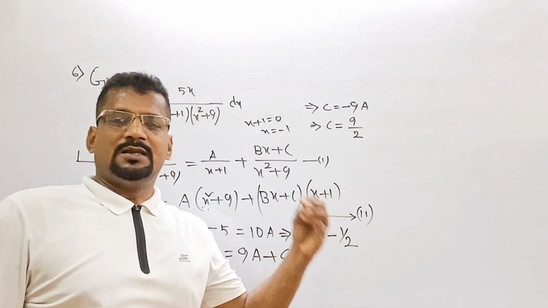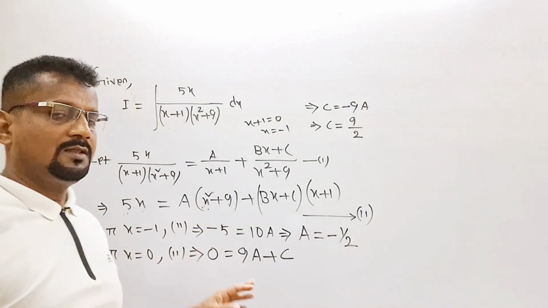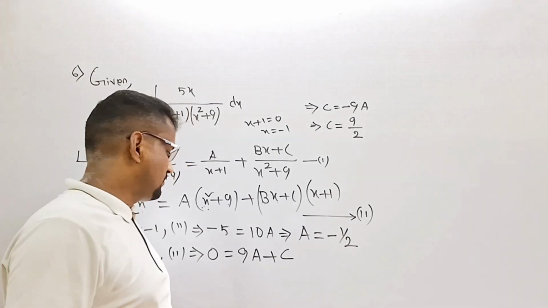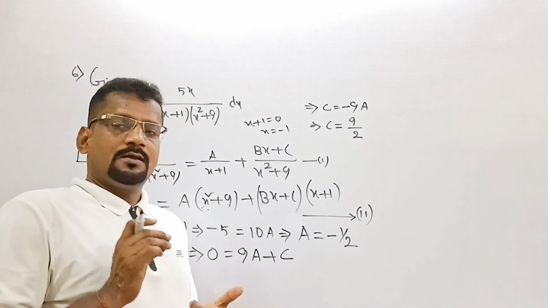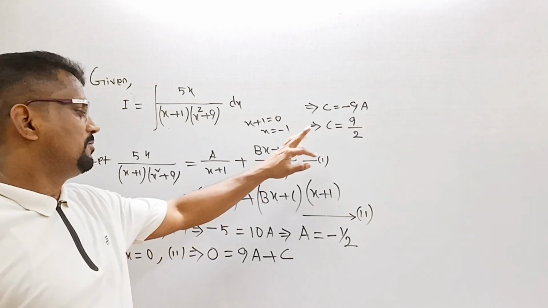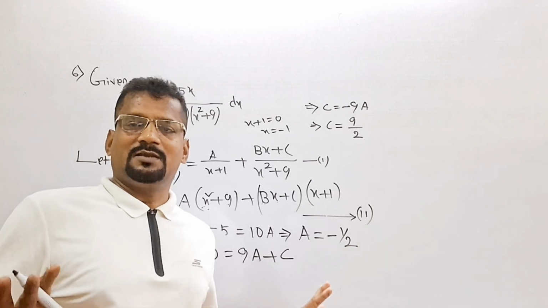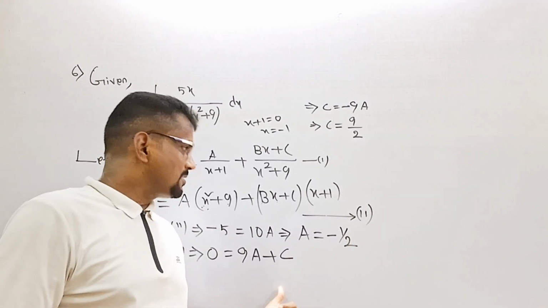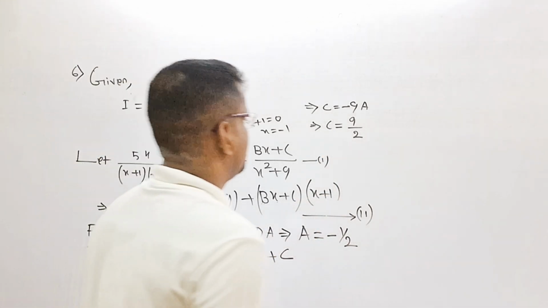Now you can consider any number for x. Whatever value of x you take, A, B, C may be left in the equality, but by putting the value of A and C, you can obtain the value of B. I mean to say that in order to find the value of B, it's not necessary that A and C both must be eliminated. A, C may be present, but we have obtained A and C. So putting these values, we can get the value of B.